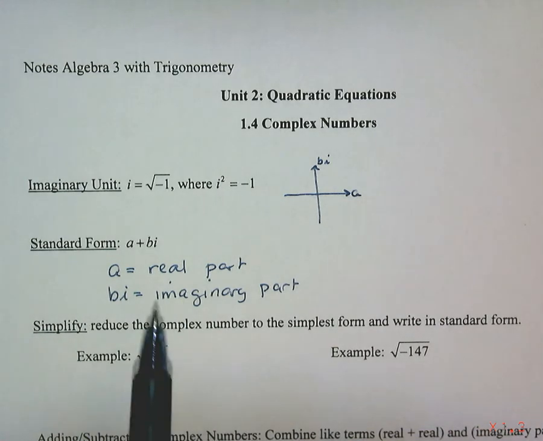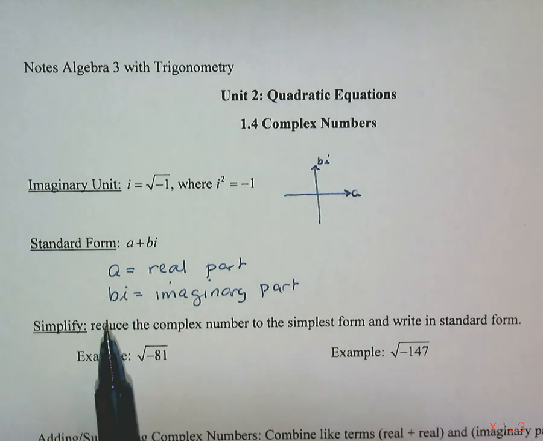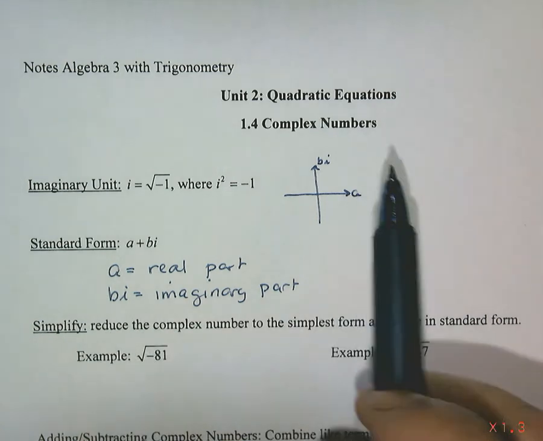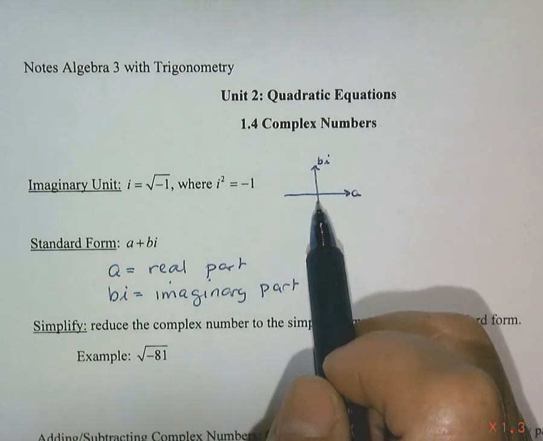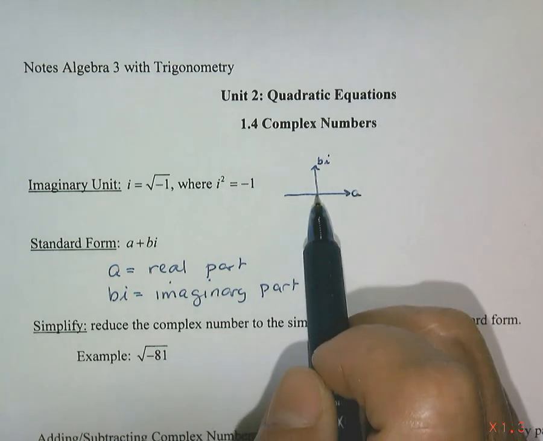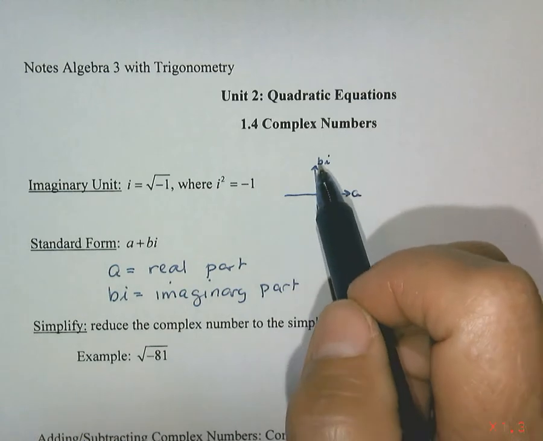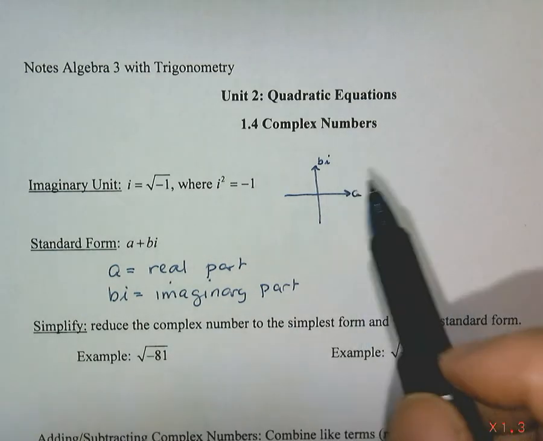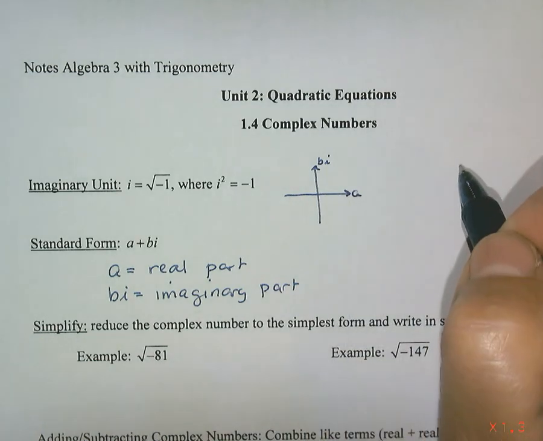And if you only have a bi, you don't have a, say you only have 3i, then it's pure imaginary. So when you're looking at this a plus bi, you can go in a direction of positive a, or you can go in negative a. You can go positive bi, you can go negative bi. So when we're looking at this i squared equals -1, there's going to be a pattern.